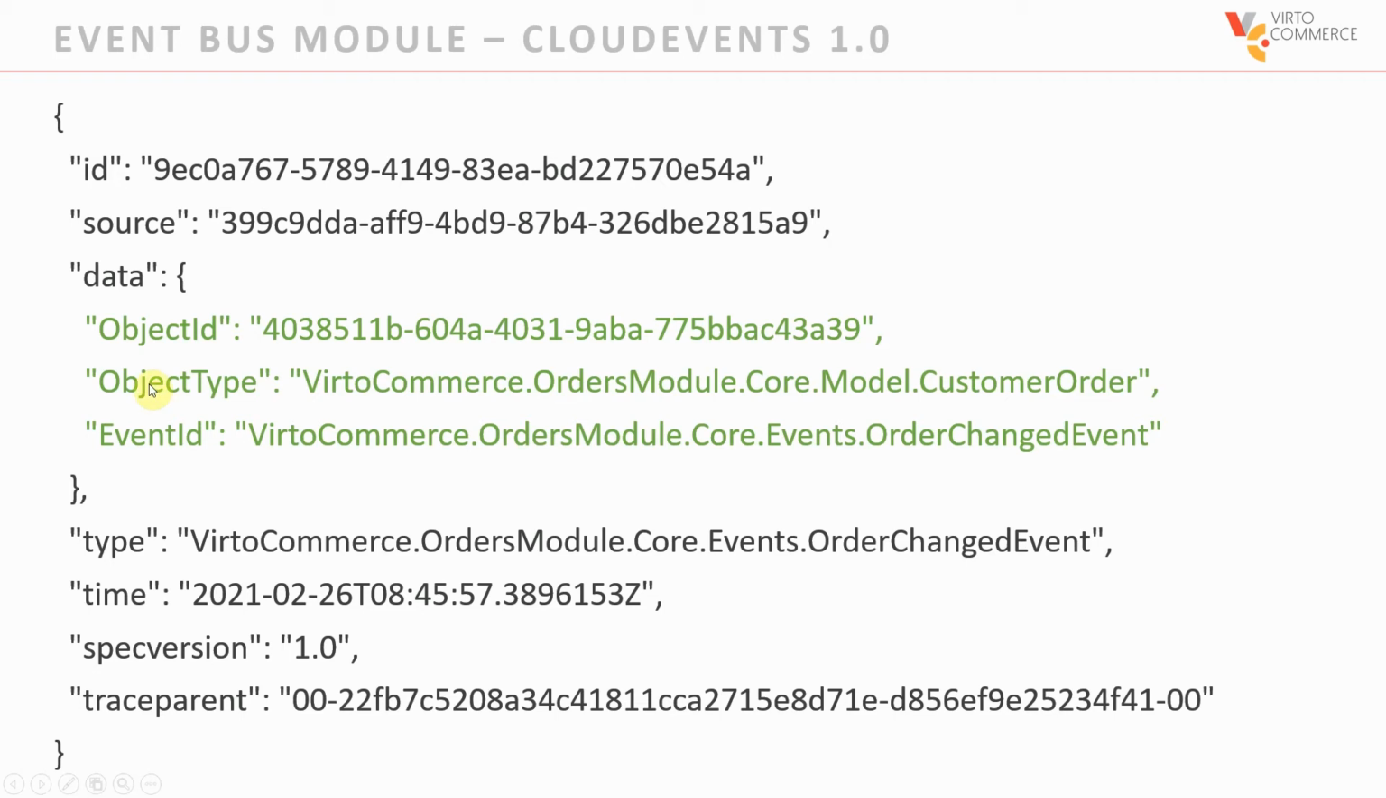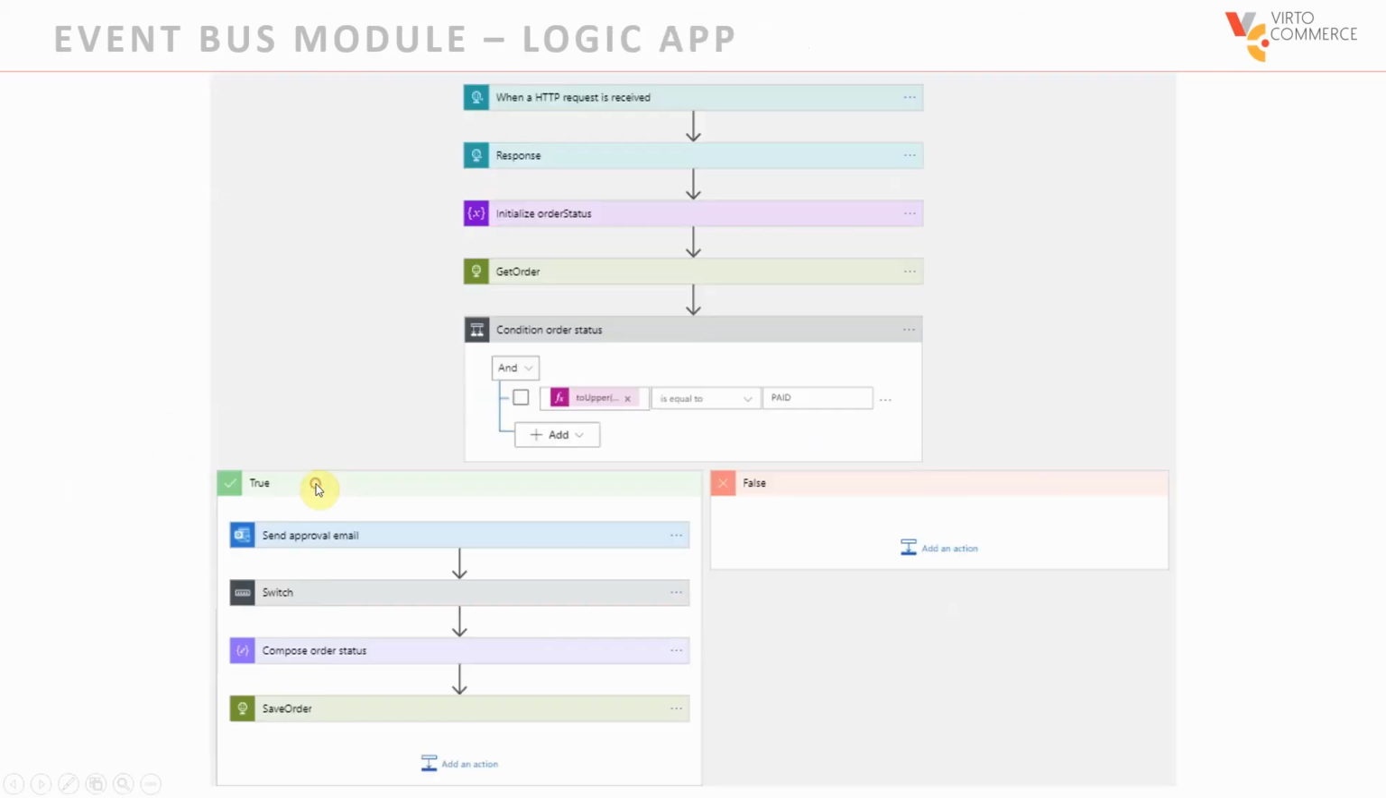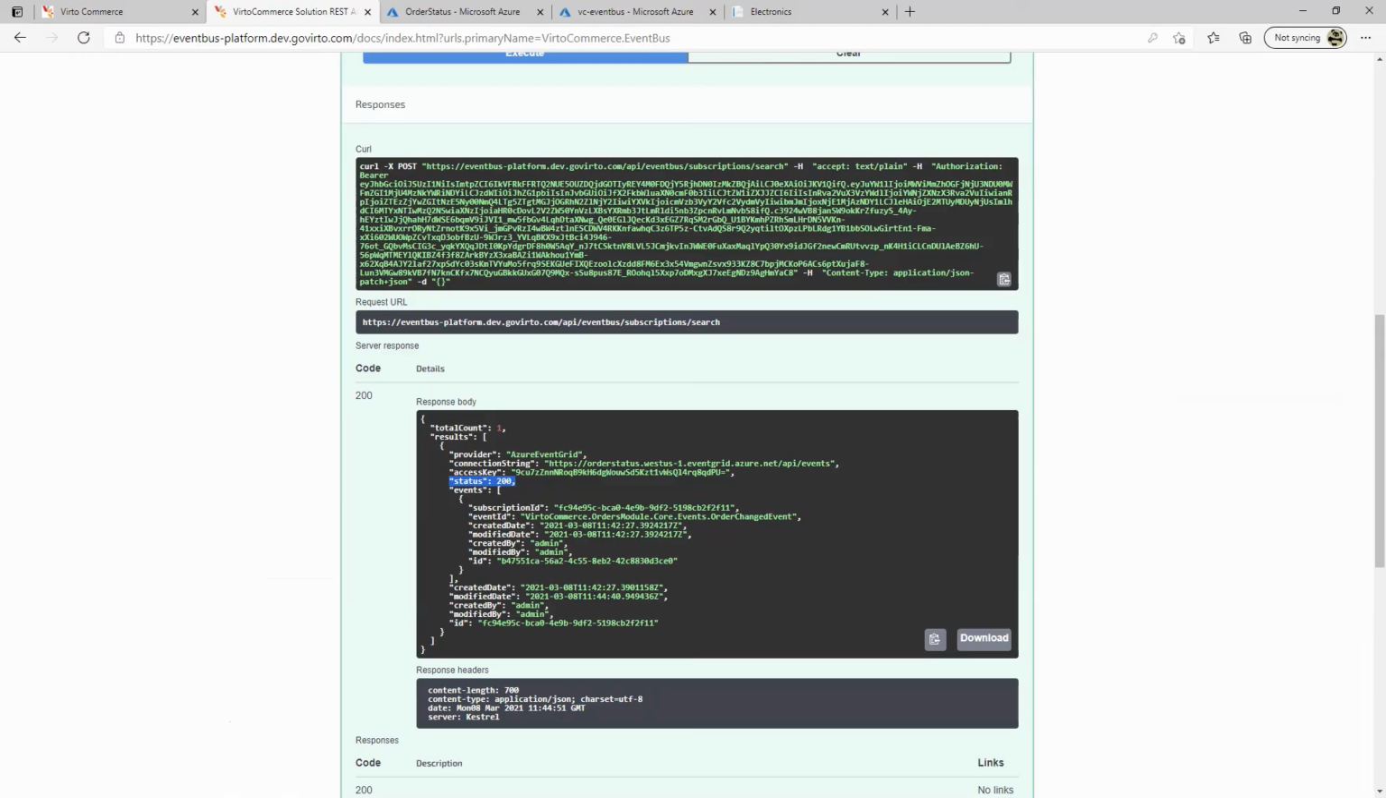Next is an object type, which is the type of the changed object, customer order in our case. And finally, it is the event ID, the internal Virto Commerce event ID that has been caught by the event bus module. Next slide, we need to create a logic app which will implement our scenario, and an event grid topic subscription to call the logic app. To save time, I will use an existing logic app and review it in detail.